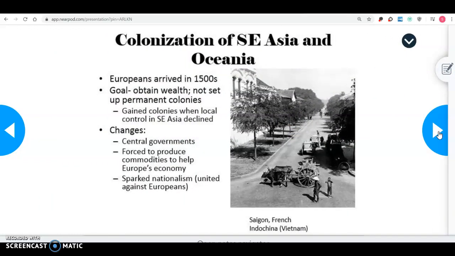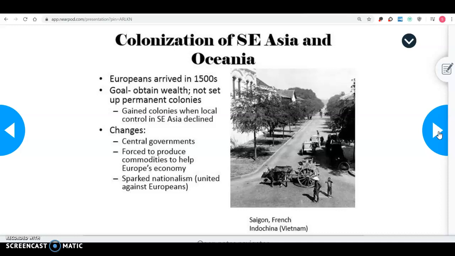So, what does colonization of Southeast Asia and Oceania look like? Well, Europeans are first going to start arriving in the 1500s. And the main goal is to obtain wealth. It's to get those raw materials to make money. Not all of these areas are set up as permanent colonies. Some are basically where they would gain control, get the raw materials, and they would leave. And that would allow the natives in those areas to then start controlling their own country.